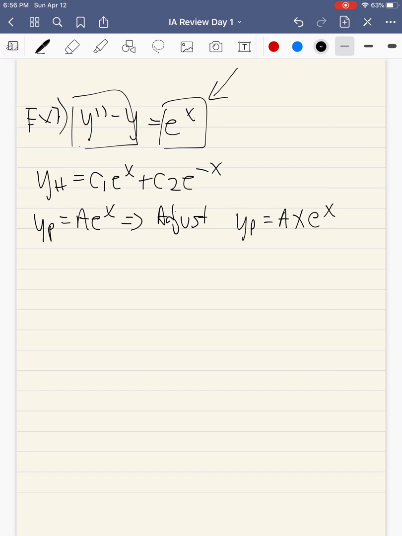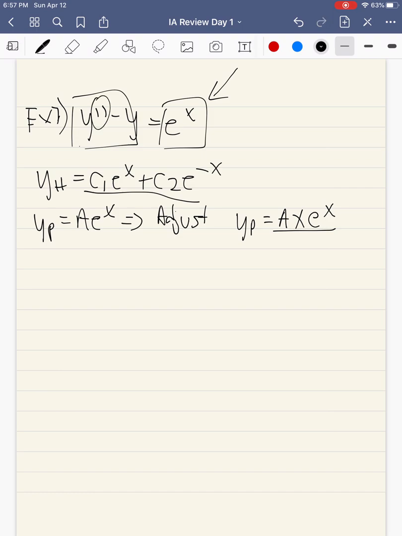If this were a repeated root situation, we would have to adjust again, because if this was a repeated root, then we would have c2 x e to the x, and that would be the same here. If I needed to adjust again, then I would just have x squared. So I just keep incrementing that power. But I don't need to do that here, so we're fine with this.